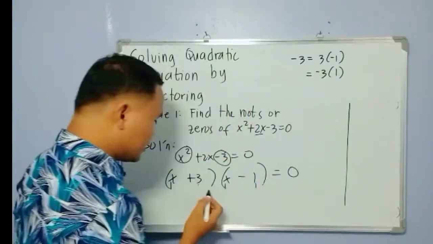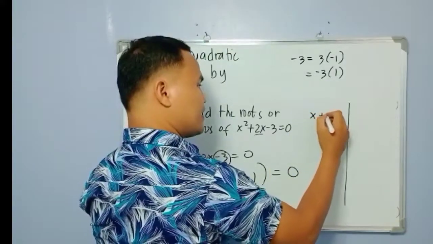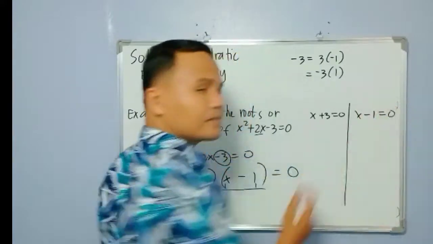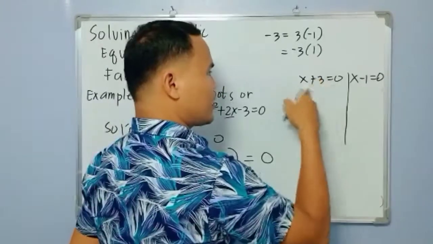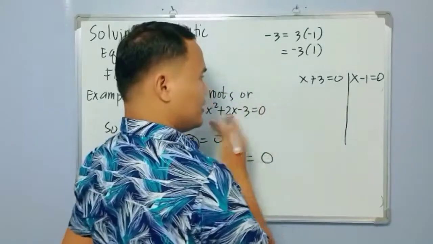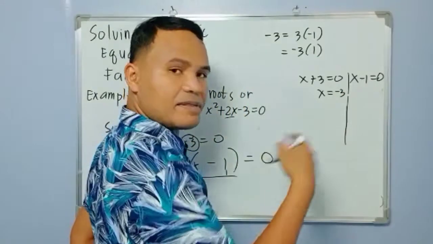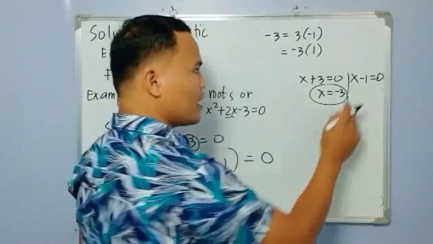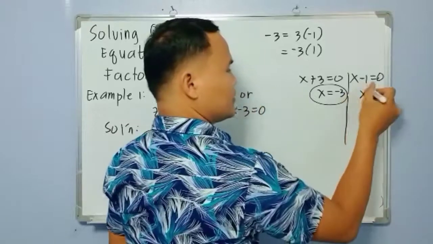You are going to equate these two factors to 0. So we have x plus 3 equals 0 and x minus 1 equals 0. Let us apply the idea of transposition to solve for x. So we transpose positive 3 to the right side of the equal sign. What is left on the left side is x equals negative 3. It becomes negative 3 because we use transposition. Here, transpose negative 1, this will become x equals 1.